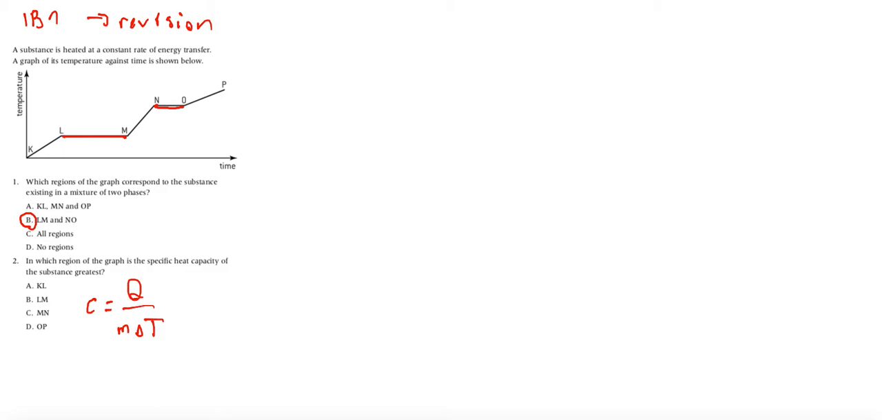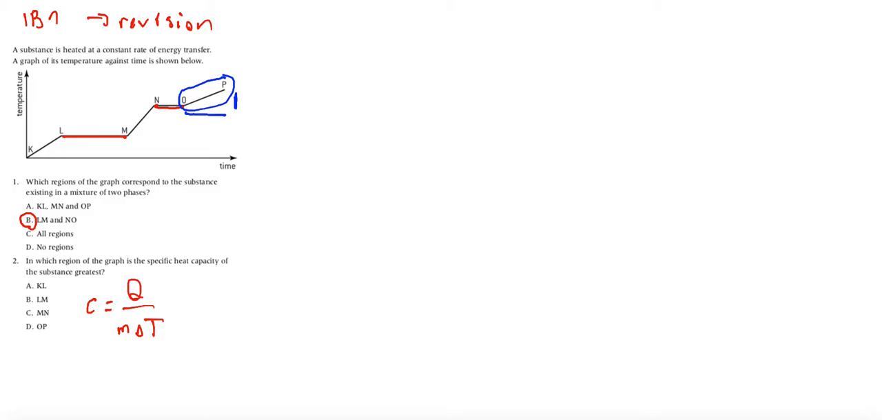to the rate of delivering of the energy. So let's look. We have 3 other regions: KL, MN, and OP. Let's focus maybe at the beginning on OP. We have a small change in temperature in a long time, which means that a lot of energy is needed to change the temperature. So probably this is the correct answer.